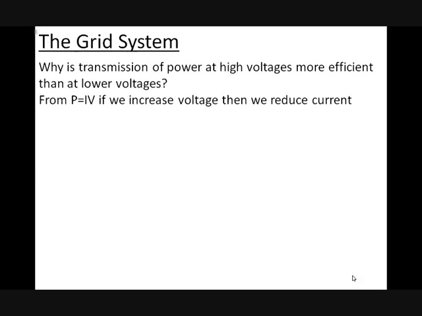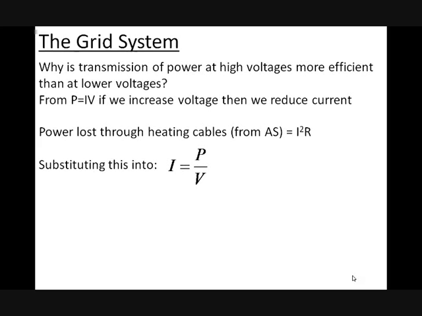So to finish, we just need to consider in a bit more detail why the grid system is used. We've got this basic idea that if you transmit electricity at a high current, then that high current causes a heating effect, and that heating effect leads to energy losses. So what we do is increase the voltage, which reduces the current and hence decreases the energy loss. We need to take this argument just a little bit further.